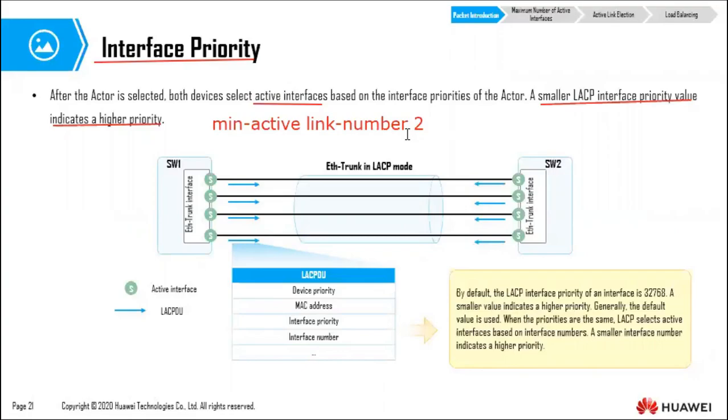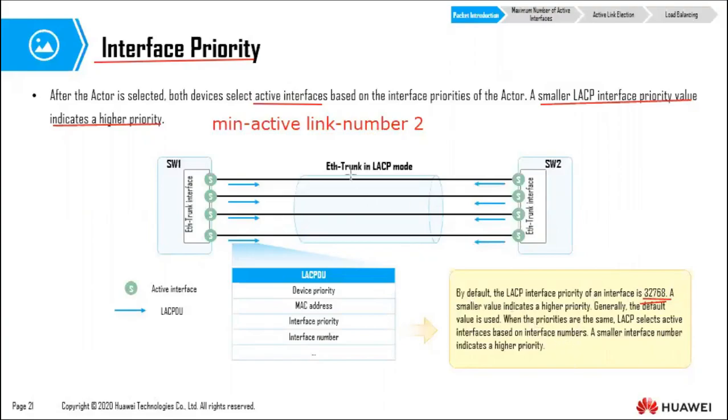Are we together? So how do we select which one becomes active? We select the one that becomes active by comparing their interface priority. Whoever has a lower interface priority is selected as the what? As the active link. By default, the interface priority is 32,768, but it is configurable.